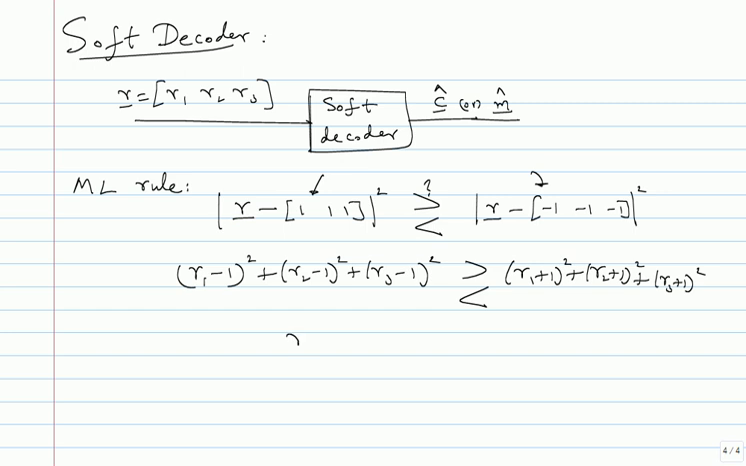It's just a question of comparing whether R1 plus R2 plus R3 is greater than or less than 0. If it is greater than 0, you decide C hat is 0, 0, 0. If it is lesser, then you decide C hat is 1, 1, 1. So this is an optimal soft decision decoder. You have to look at R1 plus R2 plus R3. Is there a question?